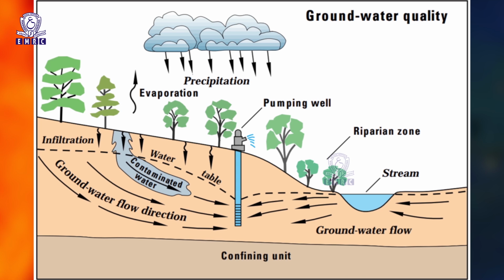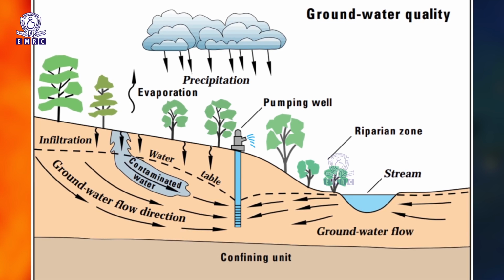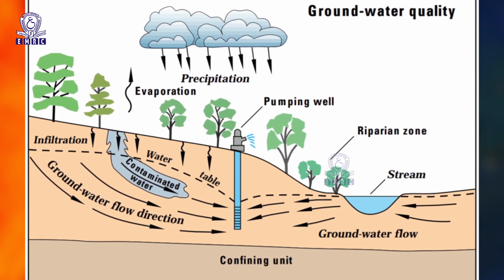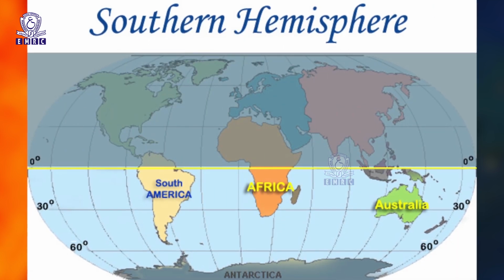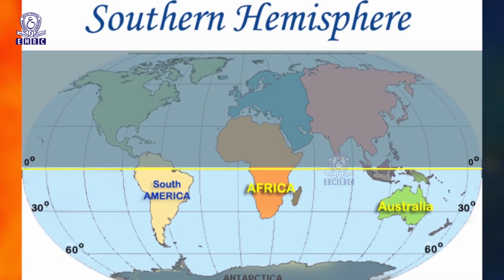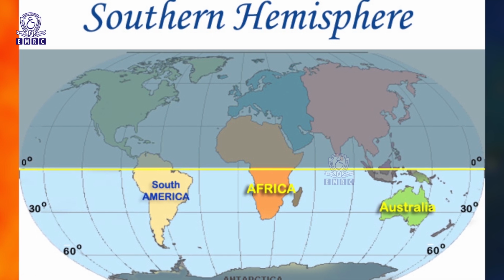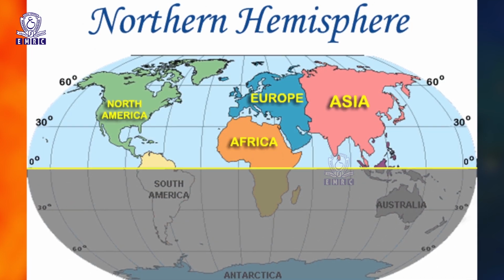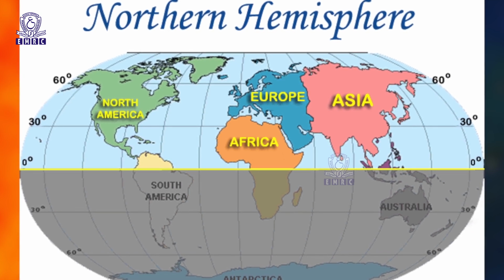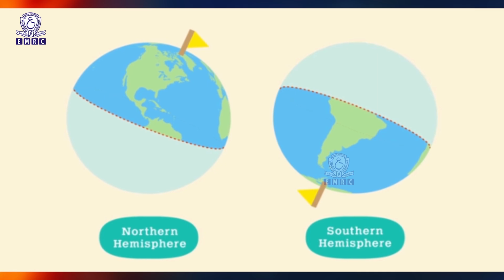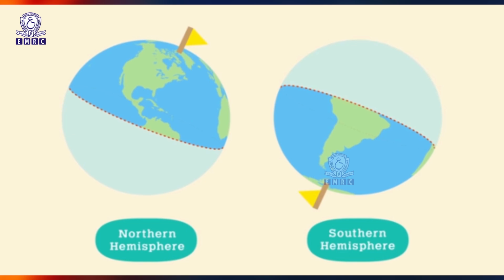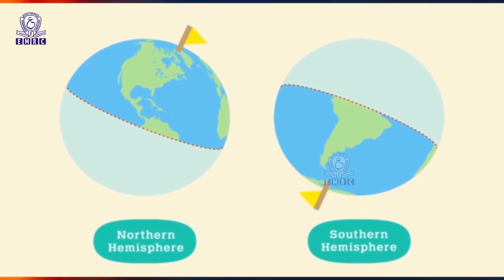The distribution of land and water on the earth's surface shows that it is markedly different. Due to the vast expanse of oceans, the southern hemisphere is called the water hemisphere, whereas the northern hemisphere may be termed the land hemisphere. There is an asymmetry of land and water distribution in the northern and southern hemisphere.